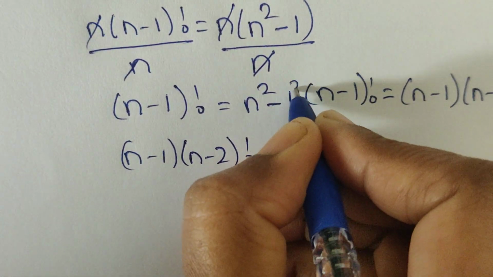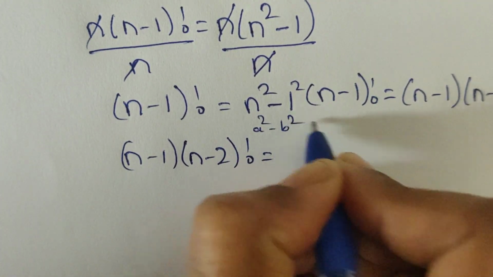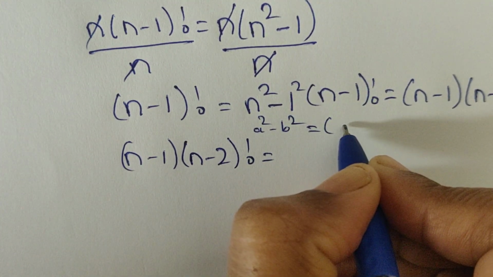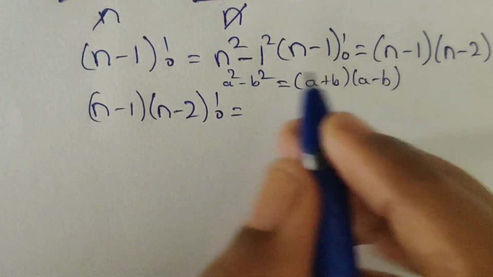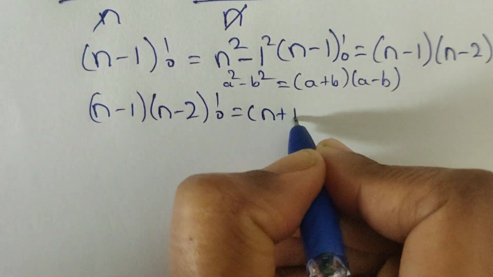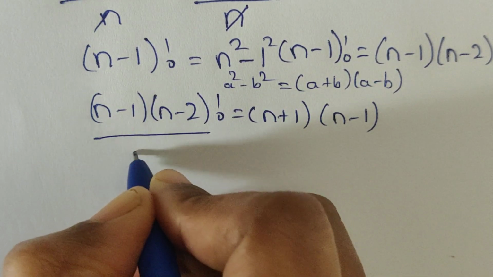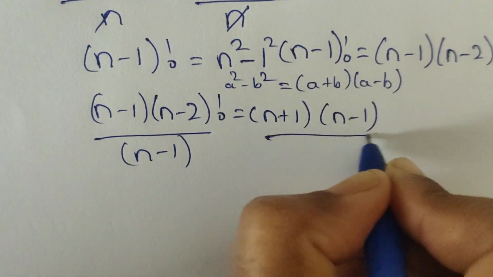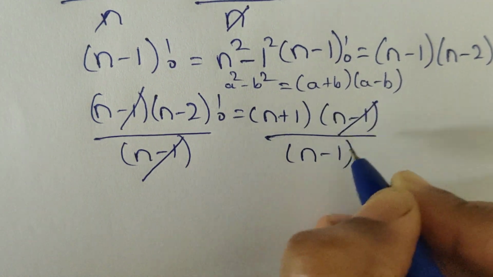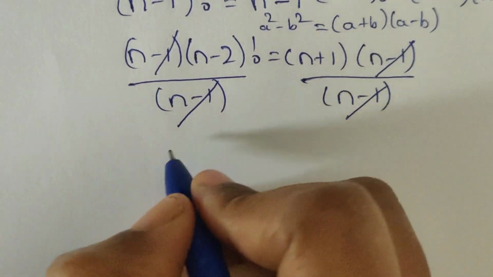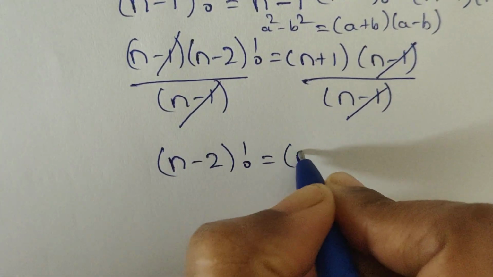So here, this is n square minus 1 square, in the form of a square minus b square. We know this formula, a square minus b square is equal to a plus b times a minus b. So use this formula. Here we can write n plus 1 and n minus 1. So divide by n minus 1 on both sides. So the n minus 1 terms get cancelled. So now it will be n minus 2 factorial is equal to n plus 1.